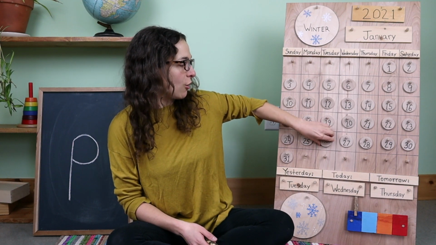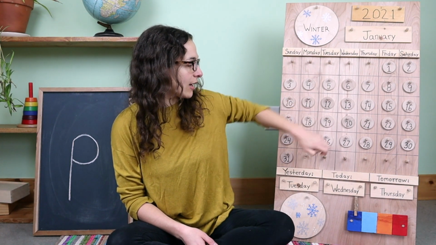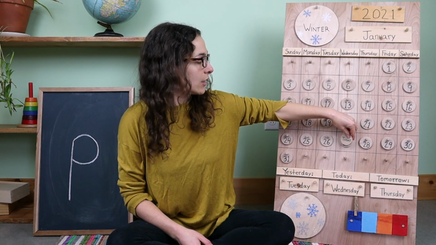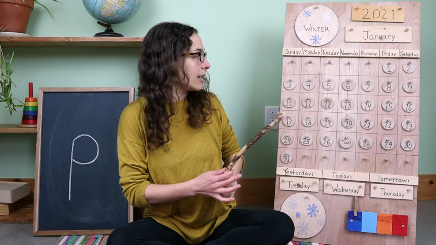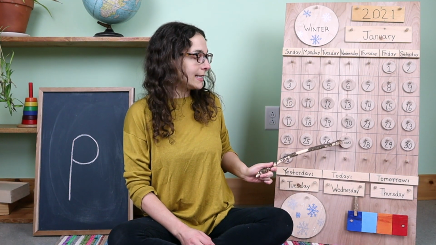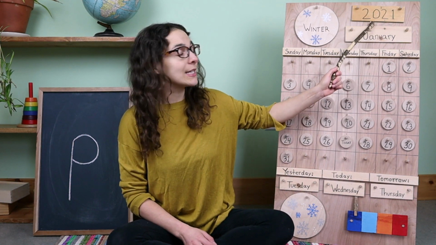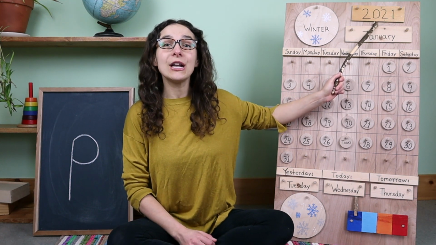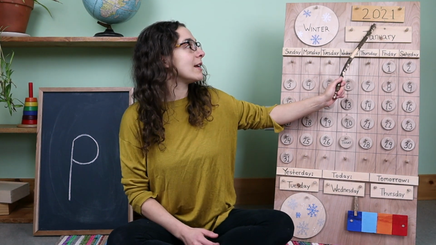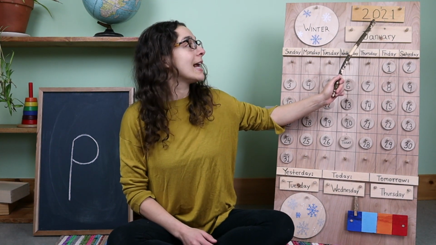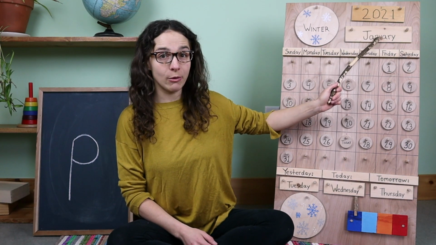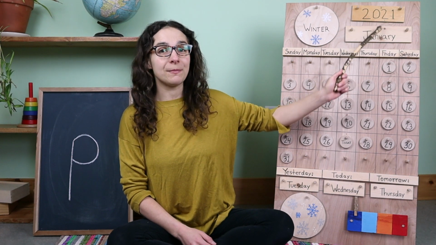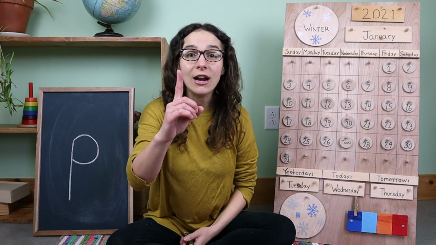So let's move the chip over from yesterday. Yesterday was January 26th, but today is January 27th. January 27th. And the year up at the top is, does anybody remember? 2021. So let's say that date one more time all together. Today is January 27th, 2021.